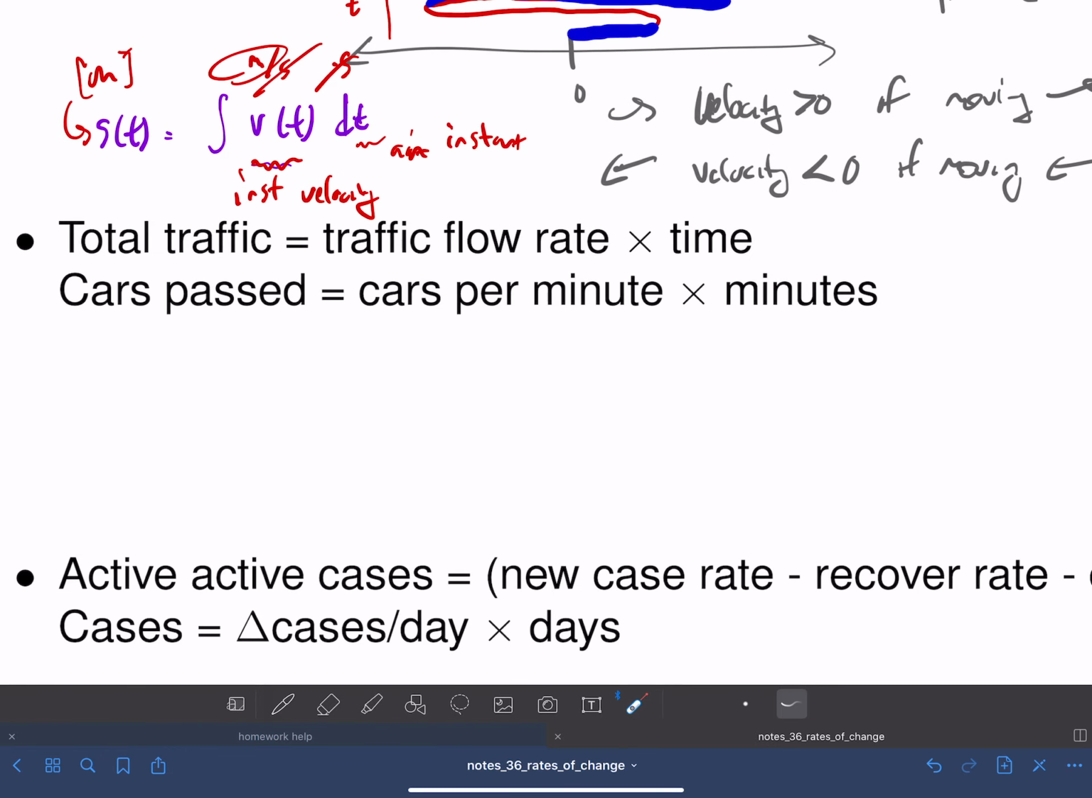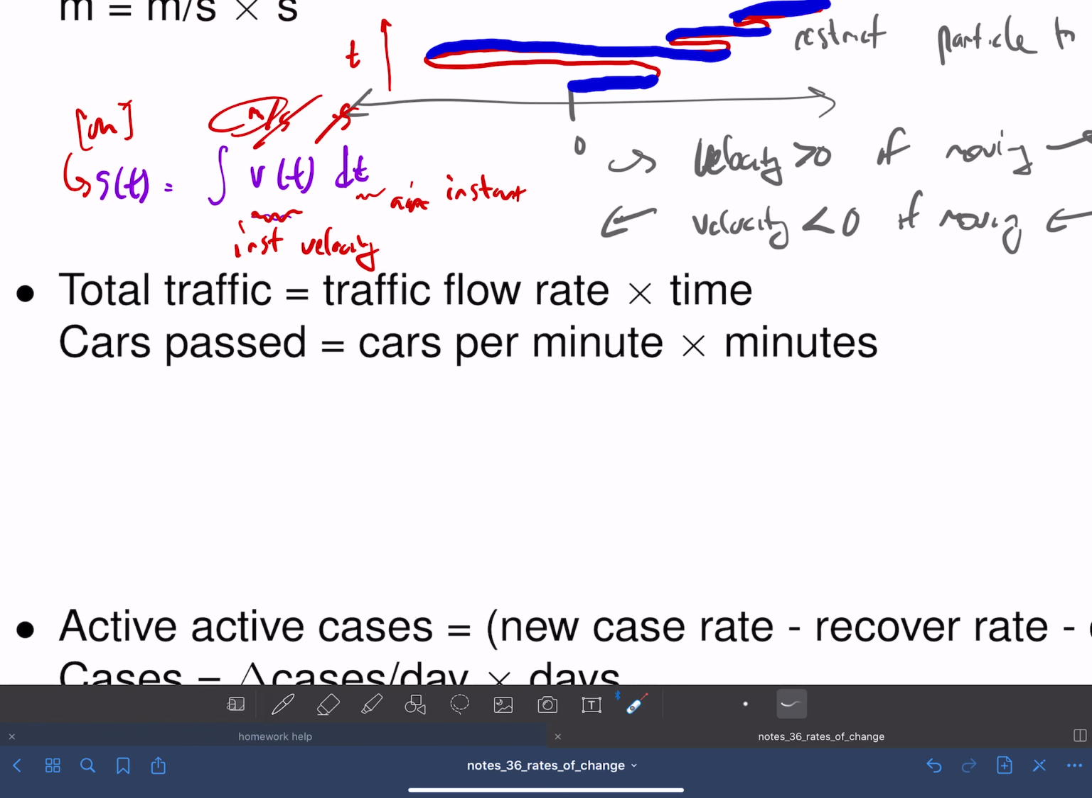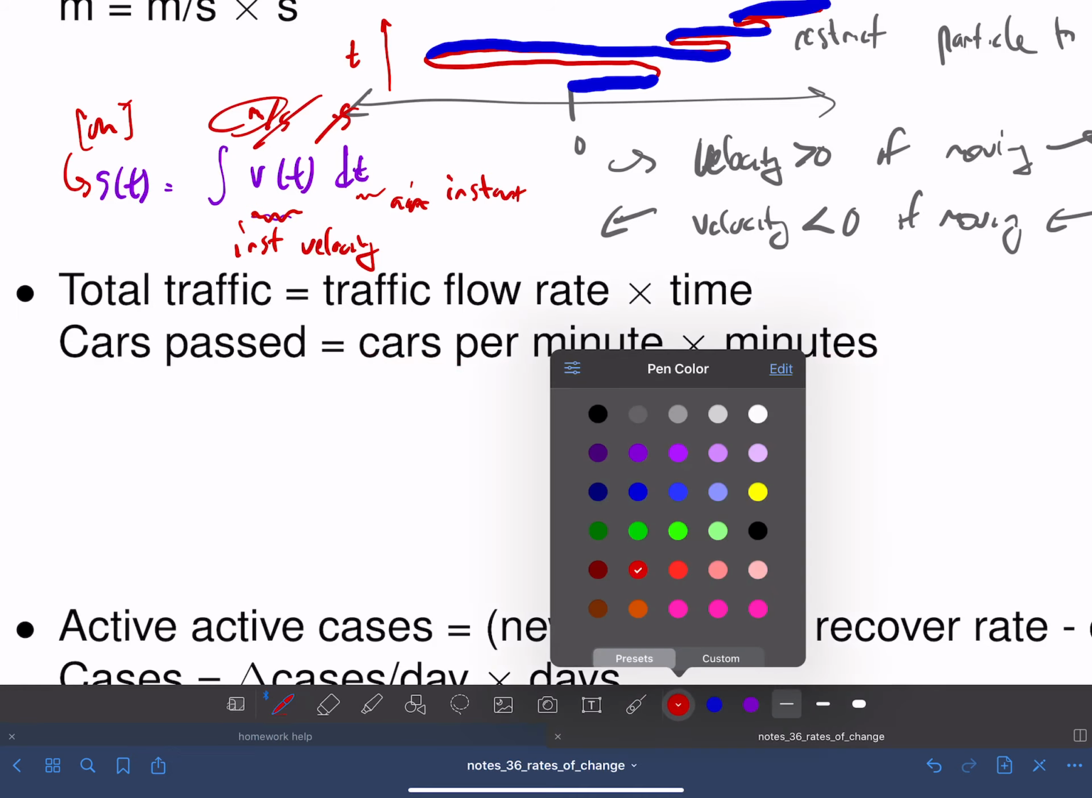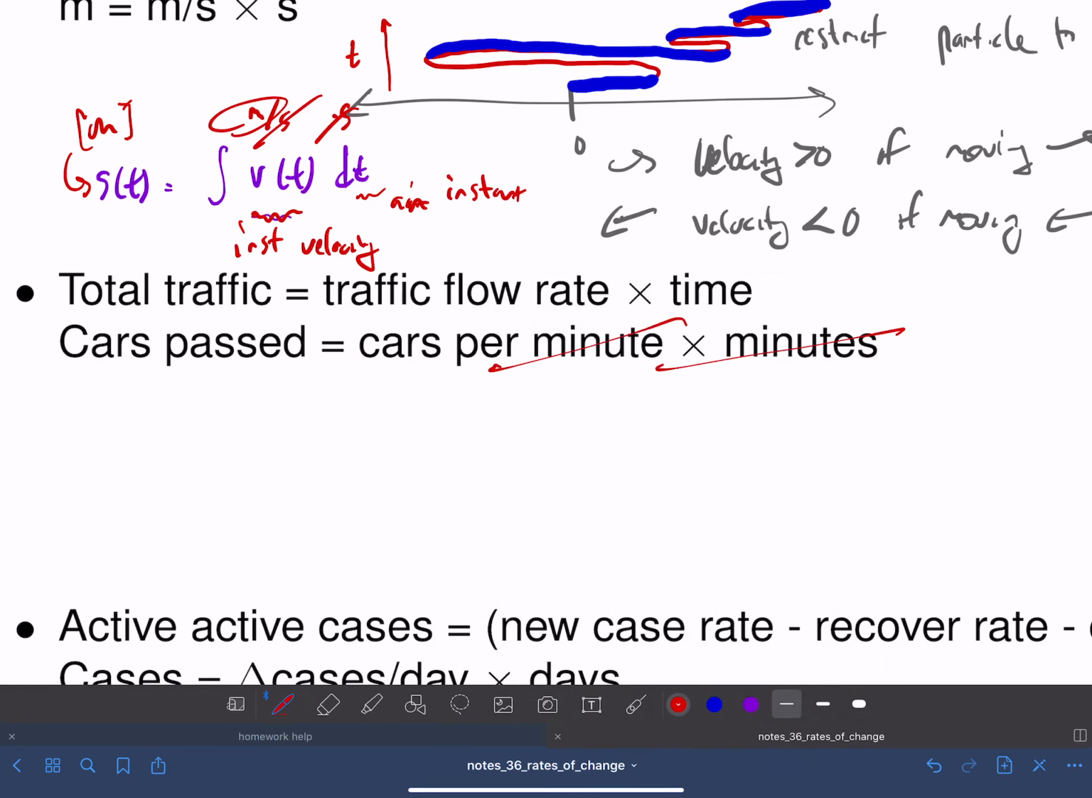The total traffic is equal to the traffic flow rate times time, right? We can have cars per minute, say, through an intersection, times the number of minutes that cars traveled through that intersection. And the total traffic flow is going to be the traffic flow rate times time. Cars per minute times minutes, right? Minutes cancels with the per minute like that, and I end up with just the total number of cars. Dimensional analysis leads the way.